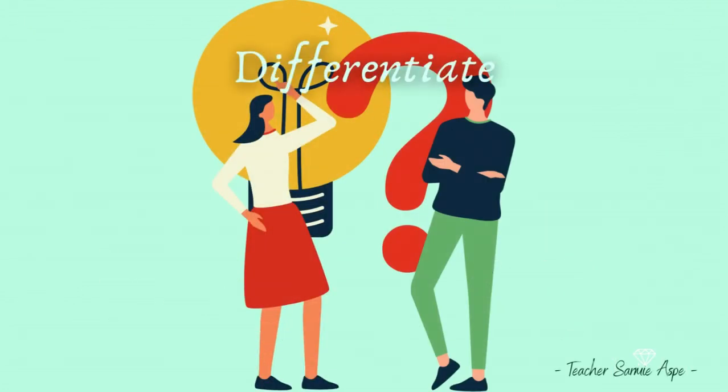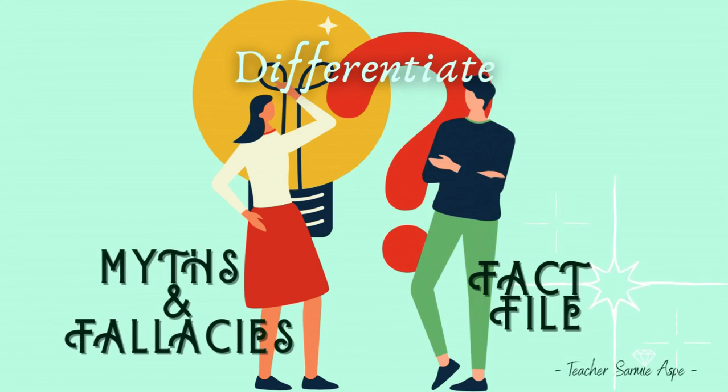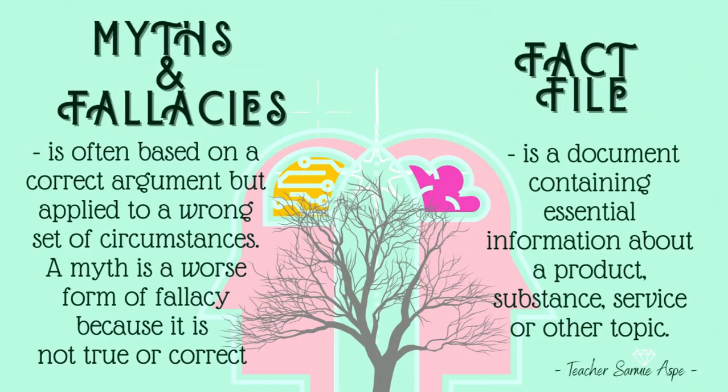For the pretest, you're going to differentiate myths and fallacies to fact file. You only have 15 seconds. Ready? For the answer, a fallacy is often based on a correct argument but applied to a wrong set of circumstances. A myth is a worse form of fallacy because it is not true or correct, while fact file is containing essential information about a product, substance, service, or other topic.